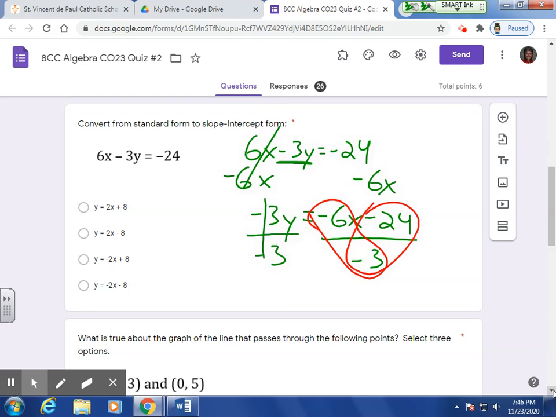On the left side, we get positive y. Negative 3's cancel out. On the right side, negative 6 divided by negative 3. Again, that negative divided by a negative is going to give us a positive slope, positive 2x. And then, again here, negative 24 divided by negative 3, negative divided by a negative is a positive 8. So y equals 2x plus 8, option number 1.